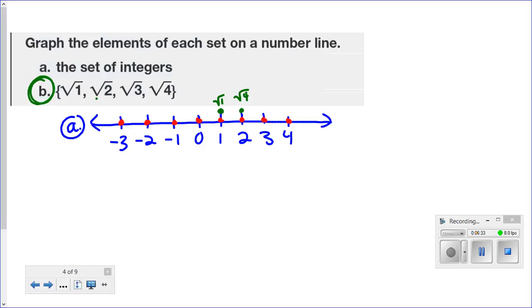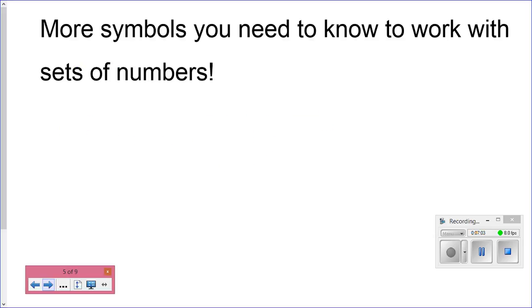Now we have these two middle ones that we don't know, but we could average or give an estimate. So the square root of 2 is going to be almost 1.5, so we're going to put the square root of 2 right there, and the square root of 3 is just a little bit larger, almost equal to 2, but not quite there. So there we have graphed the set of integers as well as the square root of 1, square root of 2, square root of 3, and square root of 4. So keep on graphing them.